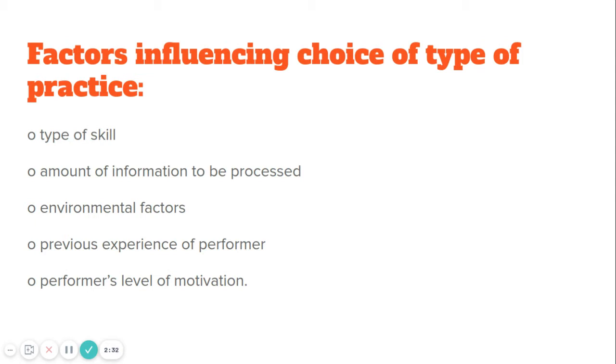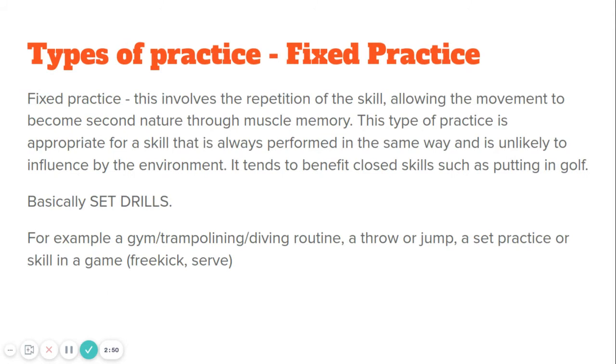In terms of practice conditions, this section is concerned with the way in which a skill can be best practiced. It may be best to practice for a repeated number of short sessions, or it may be best to practice for long periods until the skill is completely learned. So we have different types of practice that we can use. The first one is fixed practice.